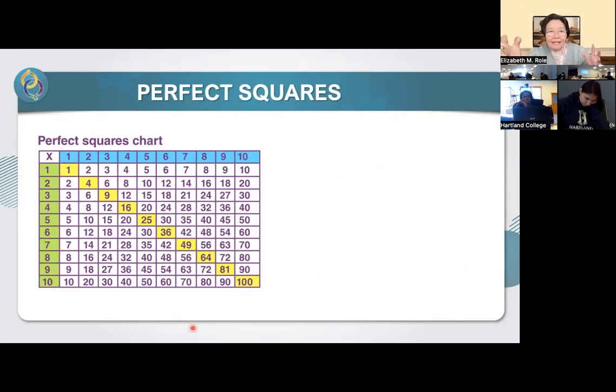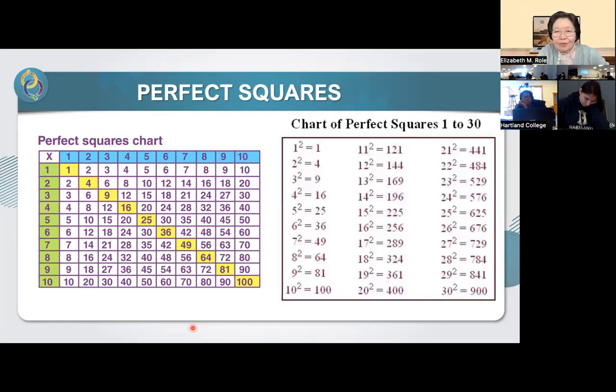Now, just because we are dealing with square roots, we need to understand the different perfect squares, because in our evaluation of square roots, we always have to consider what perfect squares would be a multiple of a certain number. You get the perfect squares when you multiply a number by itself. If you can remember all those perfect squares, 1, 4, 9, 16, 25, 36, 49, 64, 81, 100, and you can move on and on. I have presented there the chart of perfect squares until 30.